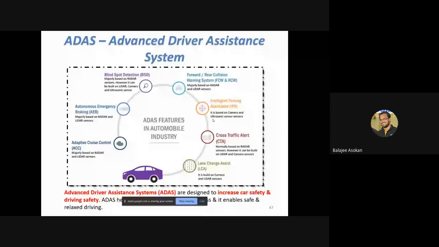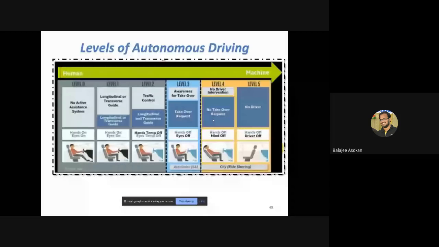Some of the different problems with advanced driver assistance systems are adaptive cruise control, autonomous emergency braking, blind spot detection, front or rear collision warning, cross traffic alert, and lane changing alert. These are some of the ADAS problems for which OEMs and Tier 1 suppliers are working on different solutions.